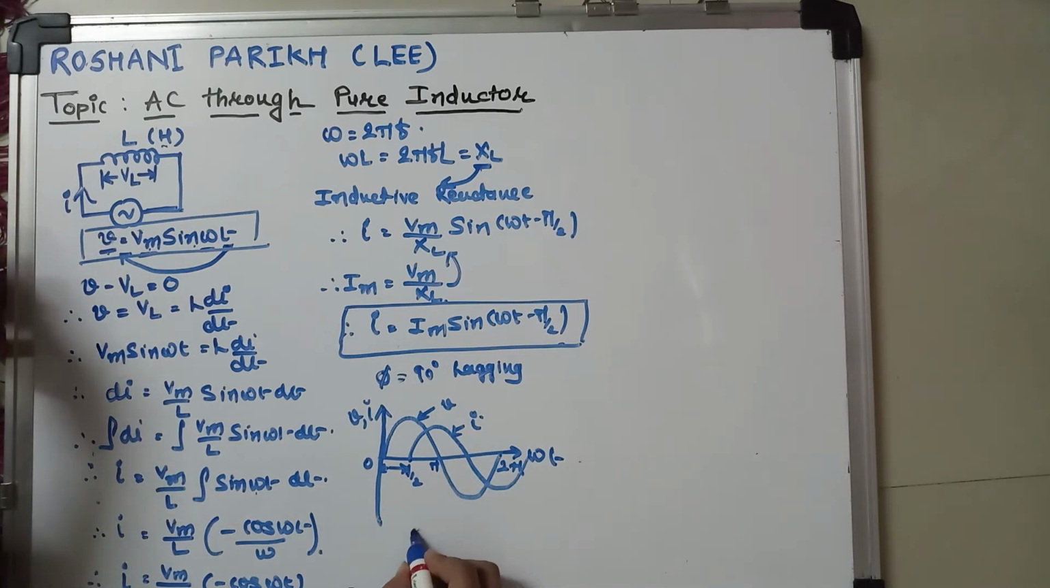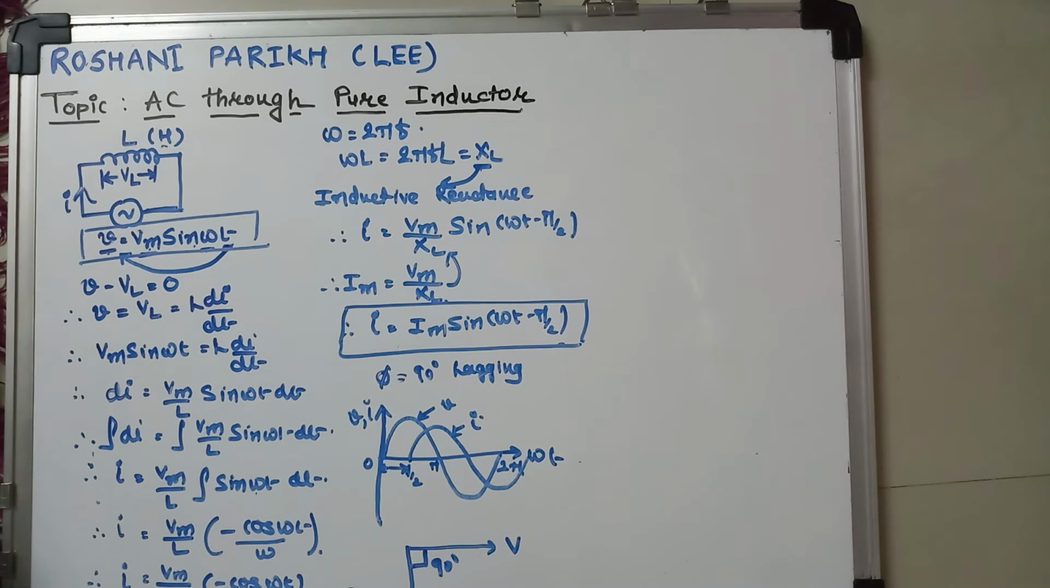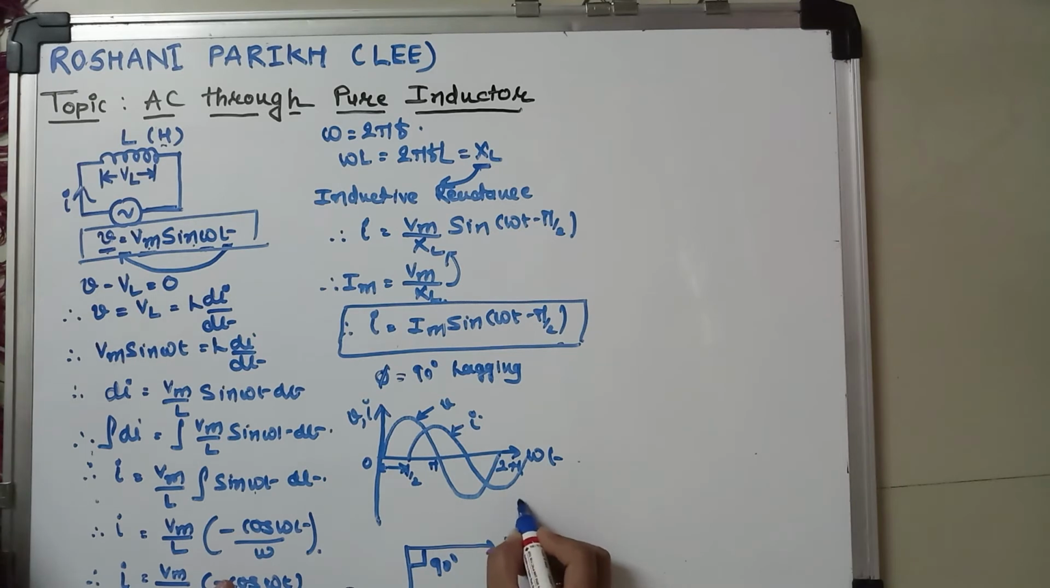So if I say my voltage is on the x-axis, then current lags behind by 90 degrees for the purely inductive circuit. So what is the phi? Phi is the 90 degree lag. So power factor is cos phi, that is cos 90 degree. And what is the value of cos 90? That you know.